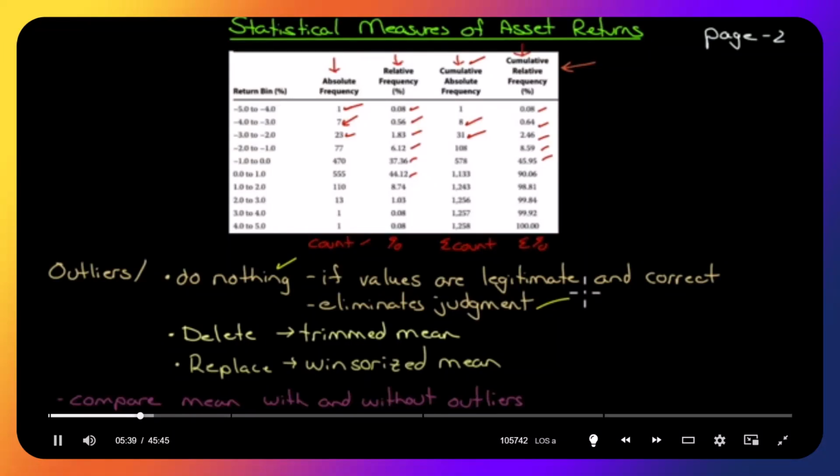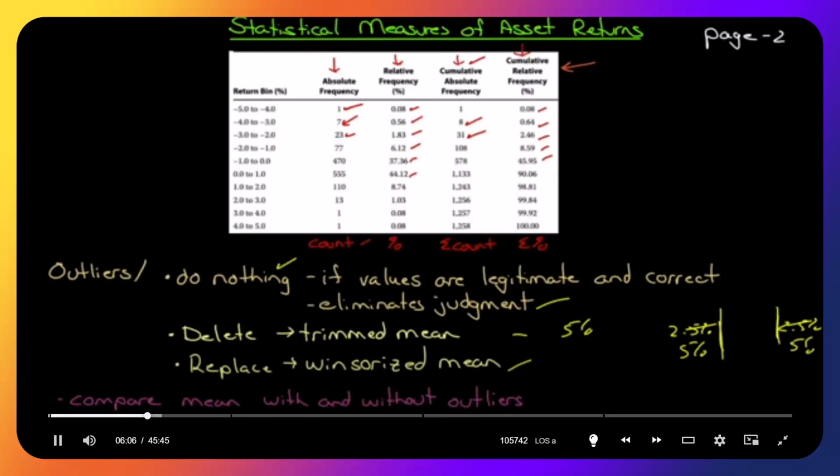That would be what we've seen already, a trimmed mean. By the way, the reading gives an example of 5% trimmed mean, suggesting that you take 2.5% off of each side. That is wrong. A trimmed mean, if it's 5% trimmed mean, means you trim 5% on both sides. You can replace the outliers, and that is a Winsorized mean, and we've already seen that.